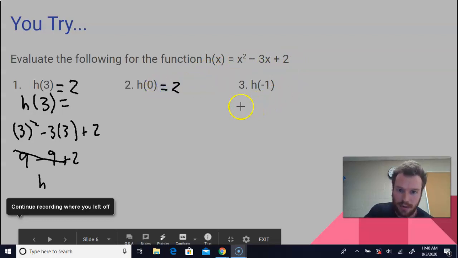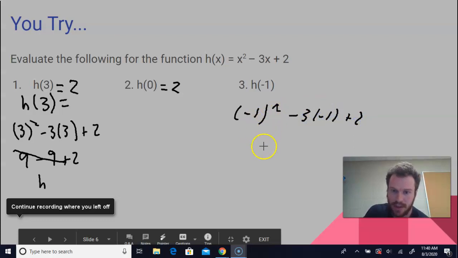h of negative 1. Substitute that in there. So negative 1 squared minus 3 times negative 1 plus 2. Negative 1 squared, negative 1 times negative 1 is just positive 1. So negative 3 times negative 1 is plus 3 plus 2. So that equals 6. h of negative 1 equals 6.